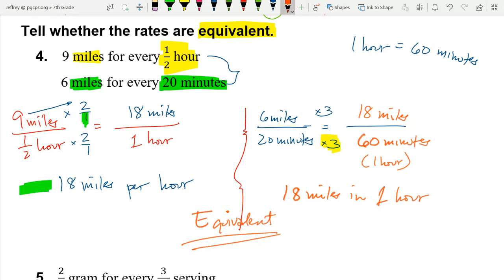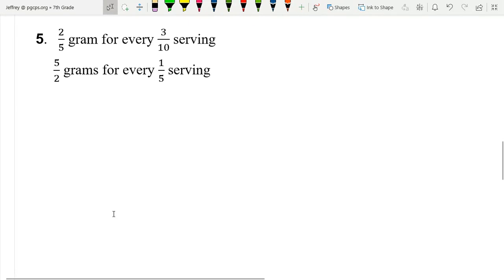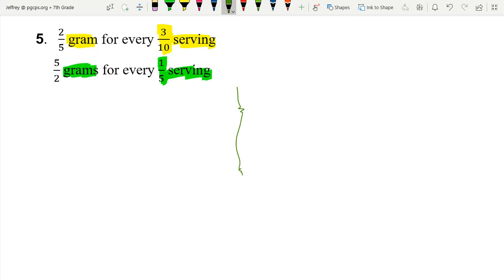Now, for the second example, we're going to use division. So you'll see the difference. Now, let's compare the rates. Are the rates the same or not? The first rate would be 2/5 gram for every 3/10 serving. The second rate is 5/2 grams for every 1/5 serving. Again, I'm going to cut this screen in half. So the first one was 2/5 gram for every 3/10 serving.